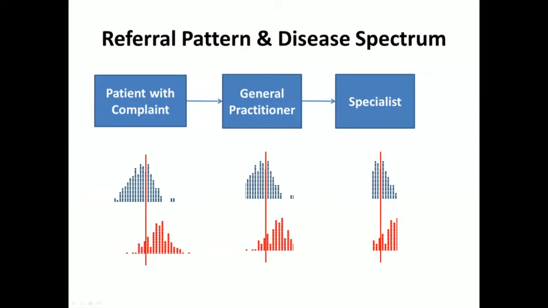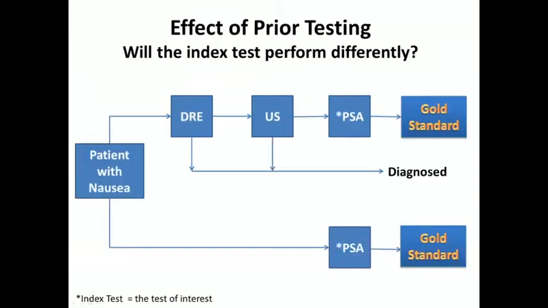Well, it'll perform better in the general practitioner's office, because there's more ability to discriminate between the populations. It'll perform poorly in the specialist's office because there's such an overlap between the populations. So once again, the performance of the test is context dependent. What about prior testing? Same sort of thing goes on here.